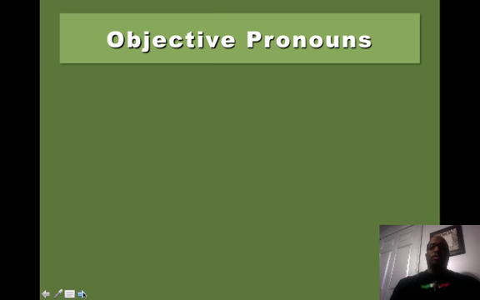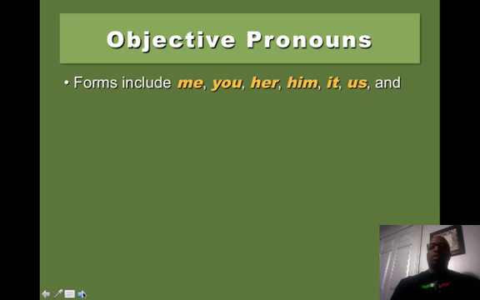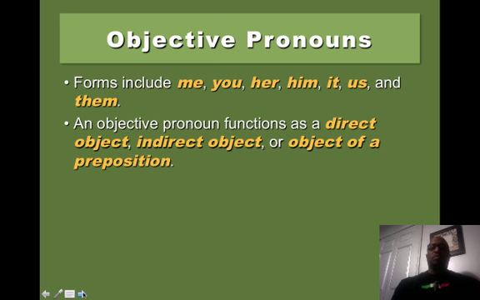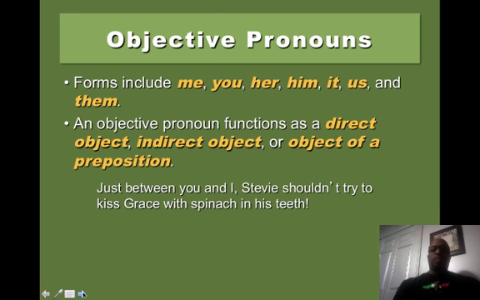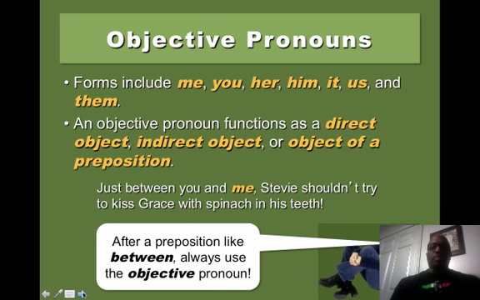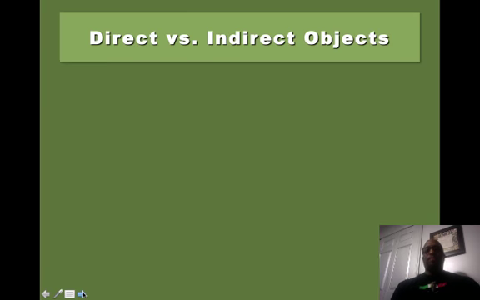Alright, let's look at objective pronouns. Forms include me, you, her, him, it, us, and them. An objective pronoun functions as a direct object, an indirect object, or object of a preposition. An example here: "Just between you and I, Stevie shouldn't try to kiss Grace with spinach in his teeth." What's wrong with that? Right, it should be "just between you and me." After a preposition like "between," you always have to use the objective pronoun. So instead of "you and I," it has to be "you and me."